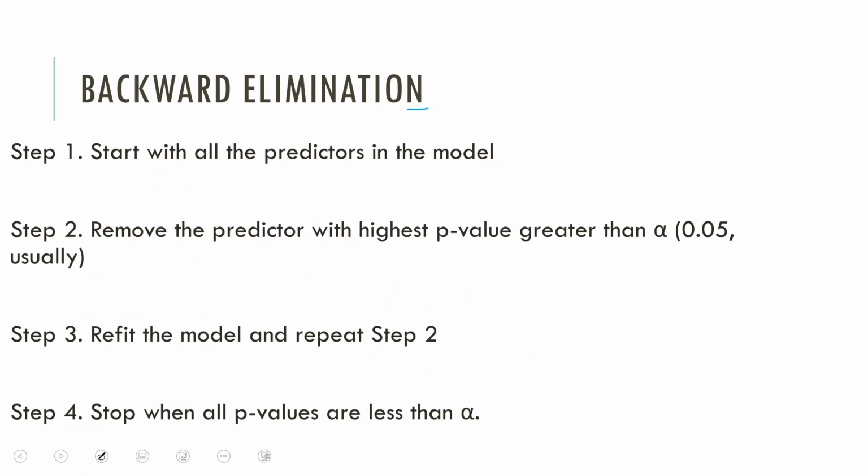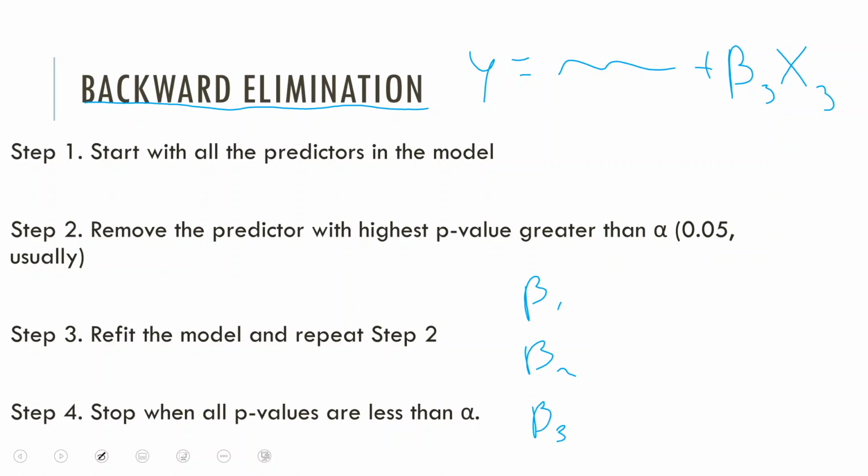So we have what's called backward elimination. Let's say we have some regression equation that goes all the way out to beta 3. What we do is start with every predictor that we have, in this case the 3, and then look at their p-values. So we have beta 1, beta 2, and beta 3, the slope coefficients. Let's say the p-values are: beta 1 is 0.05, beta 2 is 0.07, and beta 3 is 0.001.